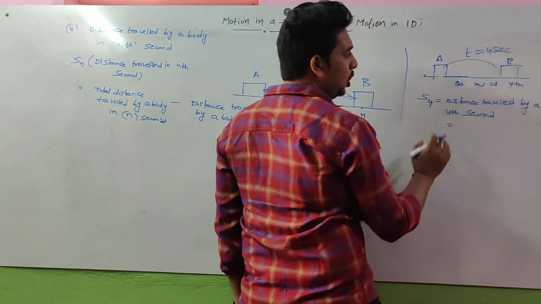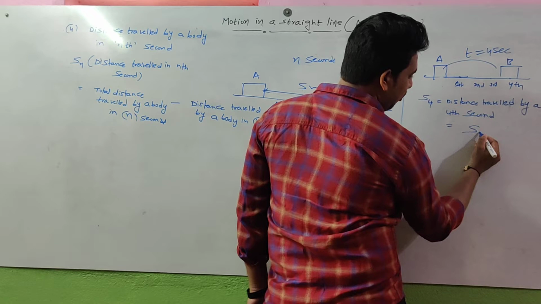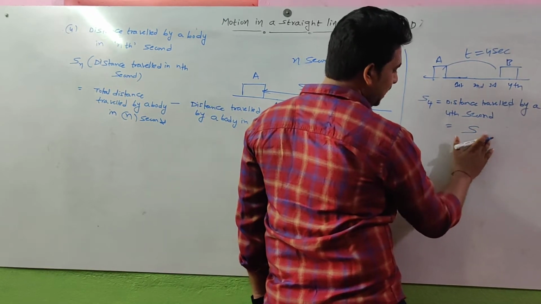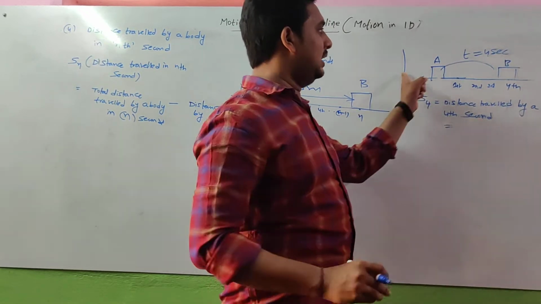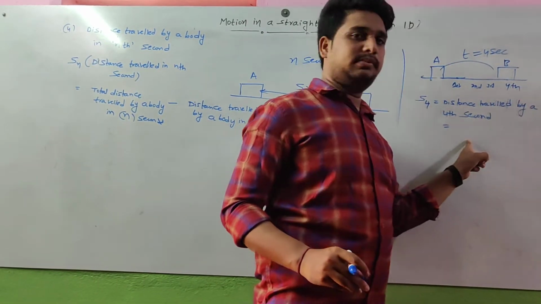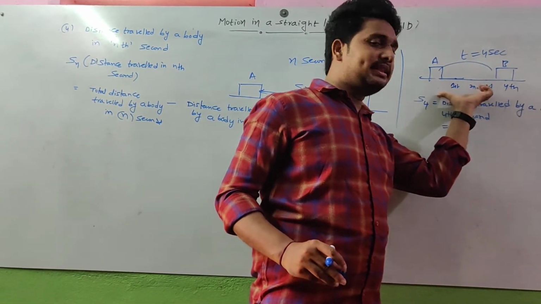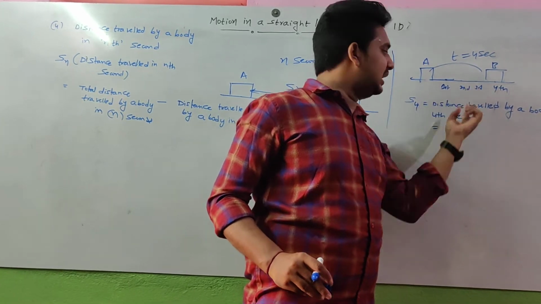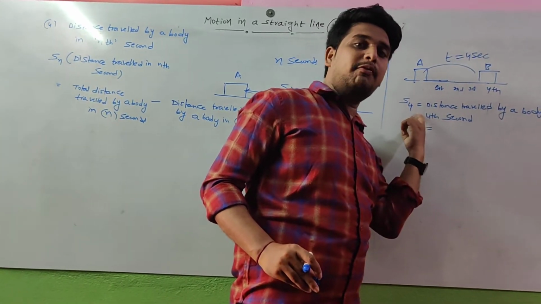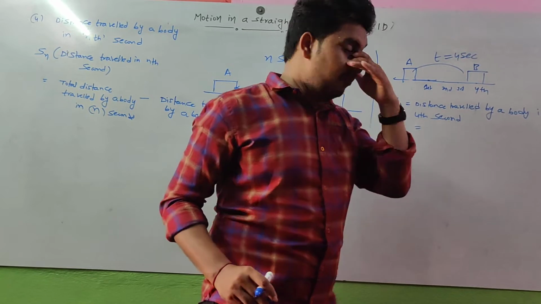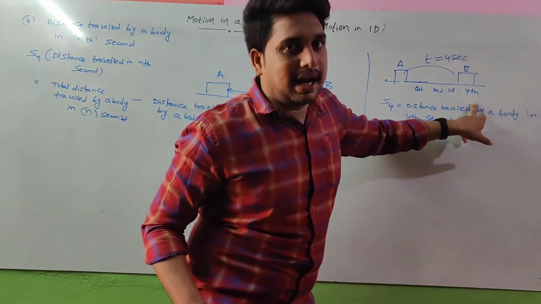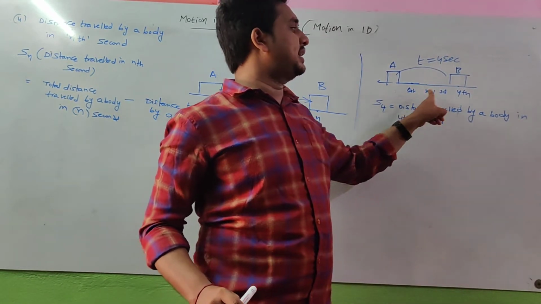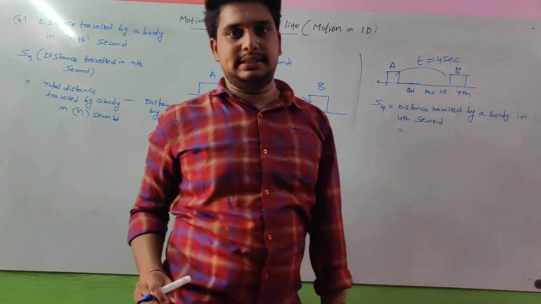How did we get this? Total distance traveled by the body in 4 seconds. For example, total distance traveled minus distance traveled by the body in 3 seconds. We got the distance traveled by the body in the fourth second. This is very important, friend. We want to find the fourth second, which means total distance traveled minus distance traveled by the body in 3 seconds.